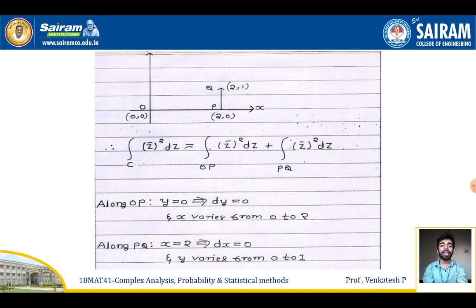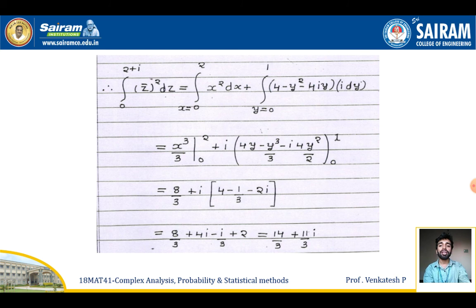So along the OP line, we can say the common point is y is equal to 0. So y is equal to 0, obviously dy will be 0. So once dy is 0, only dx will be existing. So we have to find only the x limit. So in the OP region, x varies from 0 to 2. Along the PQ region, we can observe that the common point is x is equal to 2. So if x is equal to 2, dx will be 0. So once dx is 0, only dy will be existing. So y varies from 0 to 1.